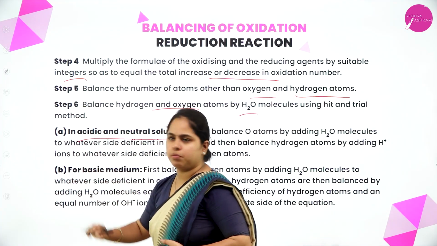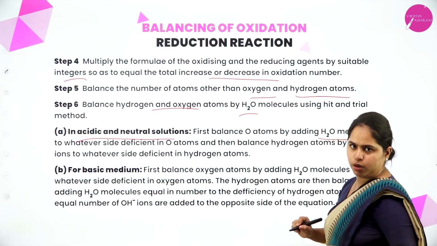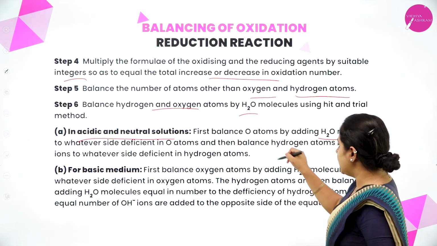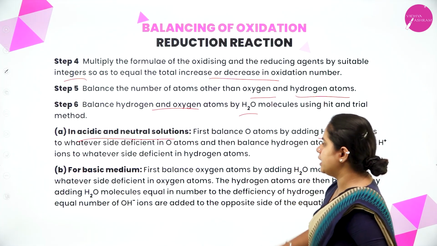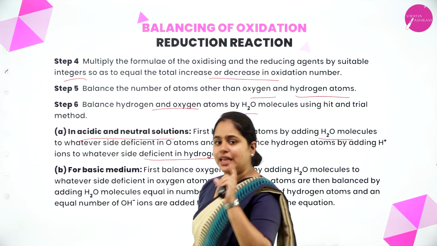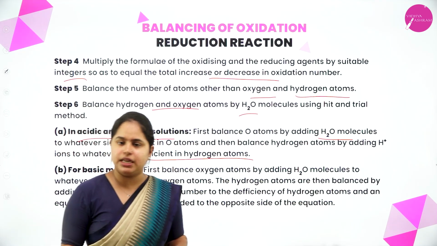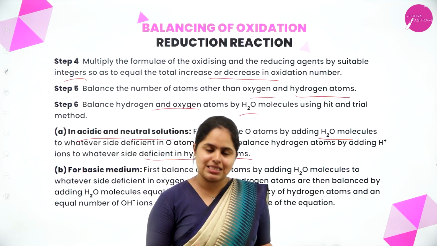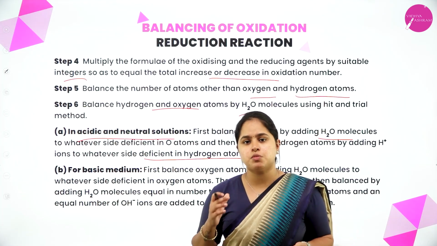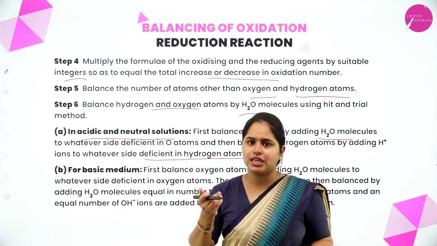Okay, in acidic medium, first balance oxygen atoms by adding water molecules to whatever side is deficient in oxygen atoms, and then balance hydrogen atoms by adding H plus ions to whatever side is deficient in hydrogen atoms. So if the question says the reaction is taking place in acidic medium, then in the final step, oxygen atoms must be added to the side which is deficient in oxygen.